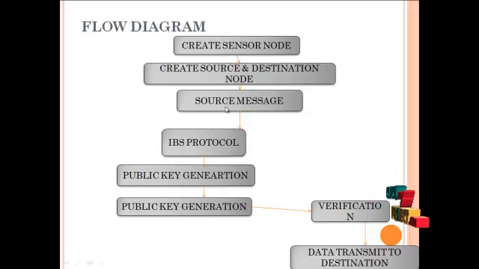We have to choose a file as the source message, and then the source message is sent to the trust authority. The trust authority applies the IBS protocol. Then, in our IBS protocol, the public key is generated, the public key is verified, and the data is transmitted to the destinations. Now we have to run our project.